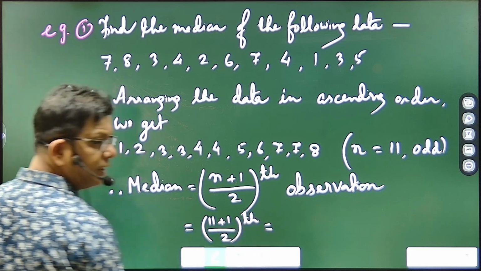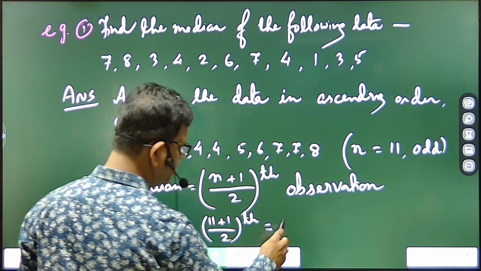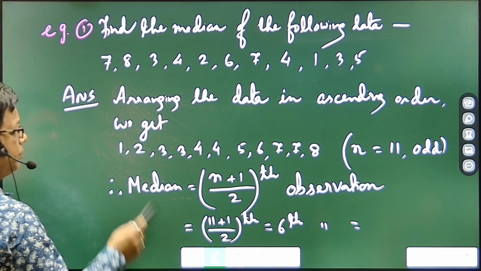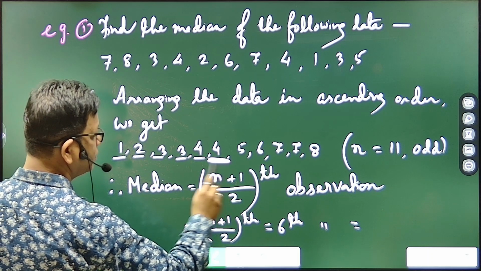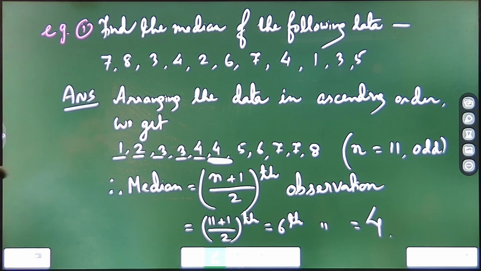Let me do it directly now. 11 plus 1 is 12. 12 by 2 is the 6th observation. So which is the 6th observation? Just count it now. 1, 2, 3, 4, 5, 6. Which number? So 4 is the median. Could you understand? So what you do is arrange them in ascending or descending order.